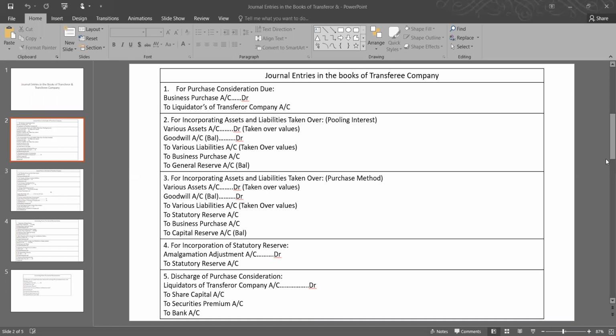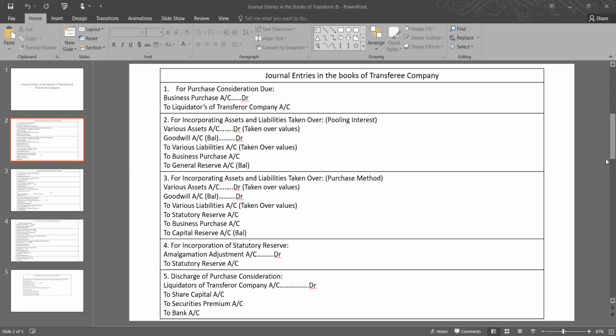For the transferee company, there are 5 to 6 journal entries we need to pass. First, the journal entry related to the purchase consideration due. The journal entry for purchase consideration due is Business Purchase Account debit to Liquidators of Transferor Company Account. The next journal entry is for incorporating assets and liabilities taken over. If any company wants to take over the assets and liabilities, we need to pass journal entries.